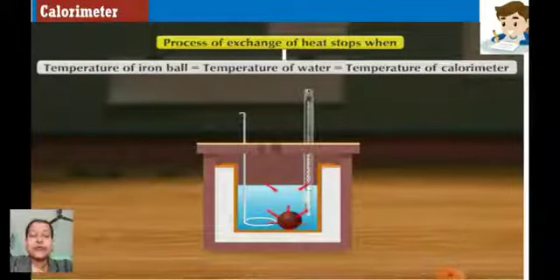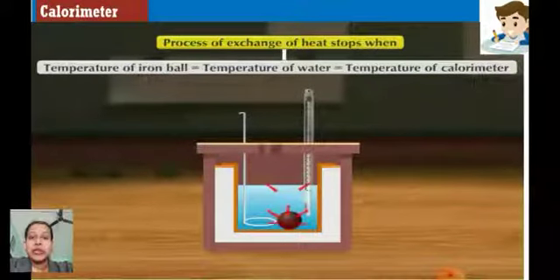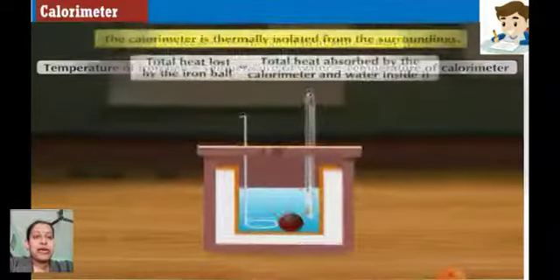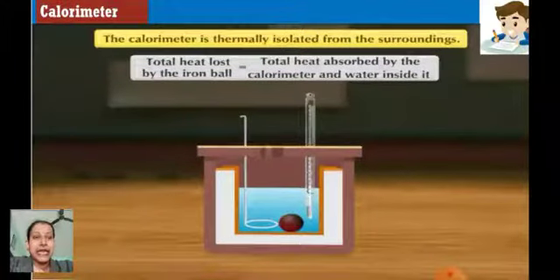This exchange of heat is also called the principle of exchange of heat, which you are going to study in standard 10th in detail. So the hot object, if placed inside the calorimeter, will go on losing its heat, whereas the water and the calorimeter will go on absorbing heat till the temperature of all three substances becomes equal. That is, the temperature of the iron ball is equal to the temperature of the water, which is equal to the temperature of the calorimeter.